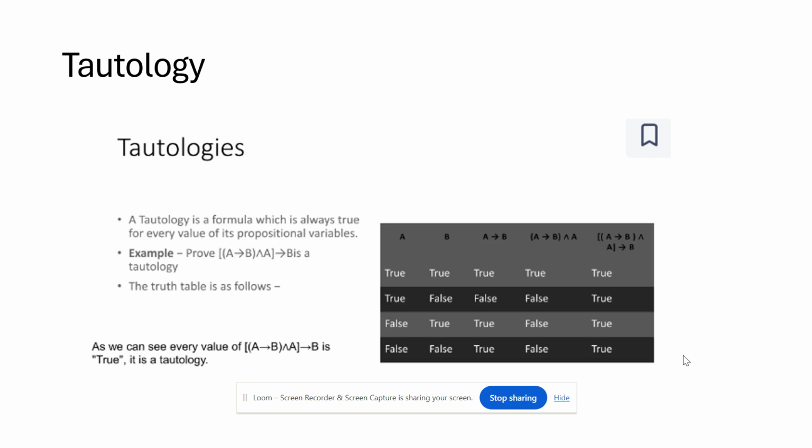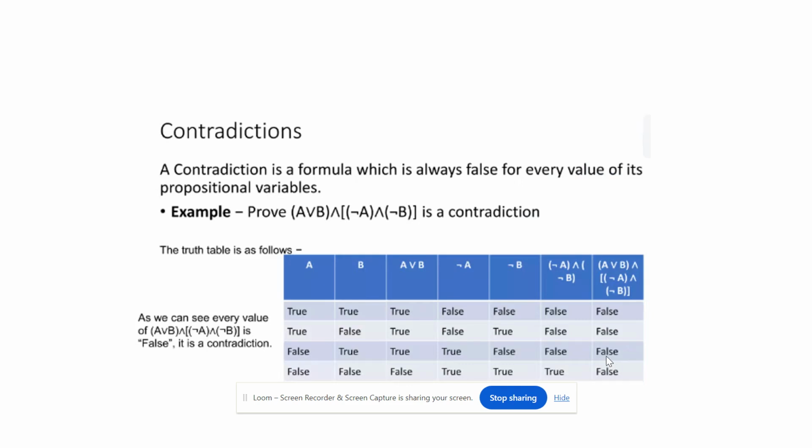Based on all these logical operations, there is the tautology, which we can prove. A tautology is a formula which is always true for every value of its propositional variables. For example, prove that A and A implies B gives B is a tautology. If we find the truth table of this statement and the result for every propositional value is true, then we can say that this is a tautology. All the propositional values should be true to prove it is a tautology.